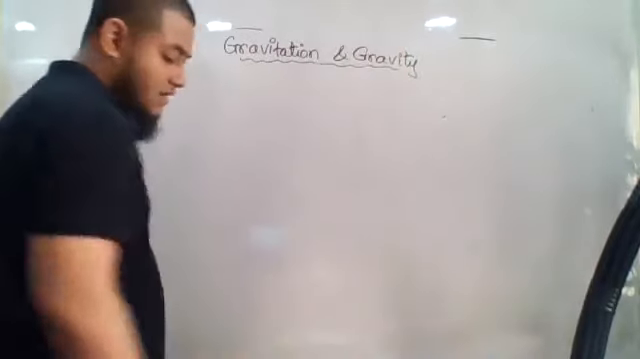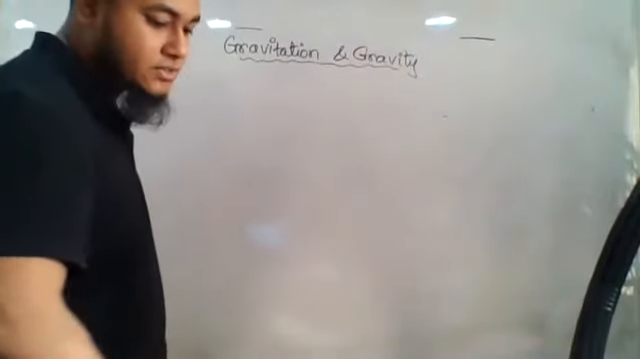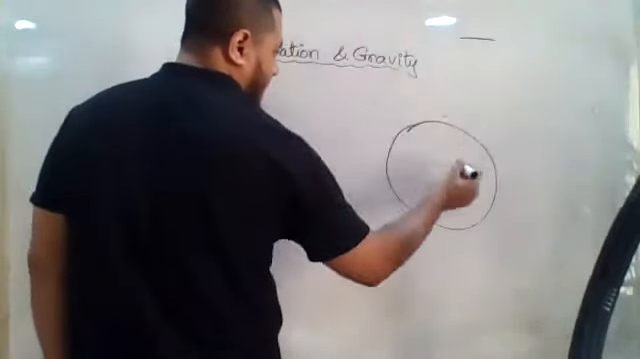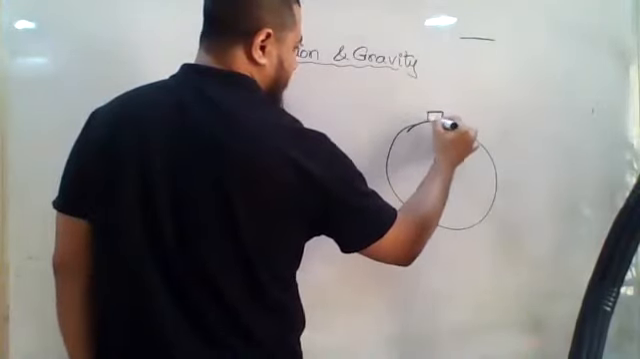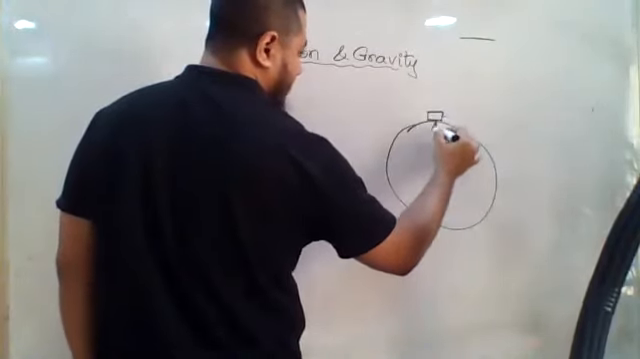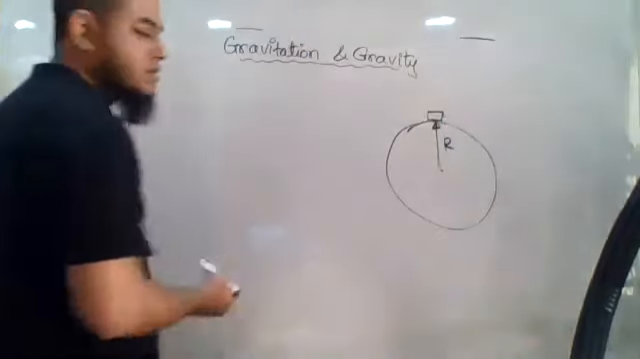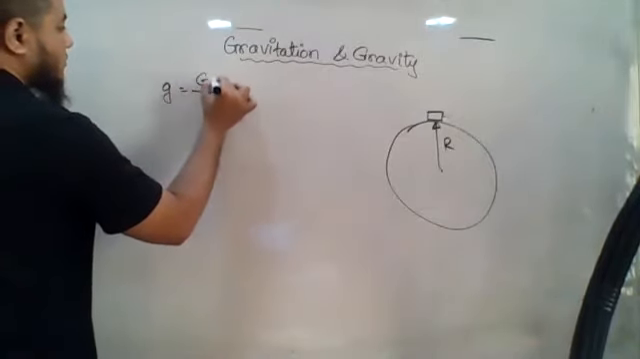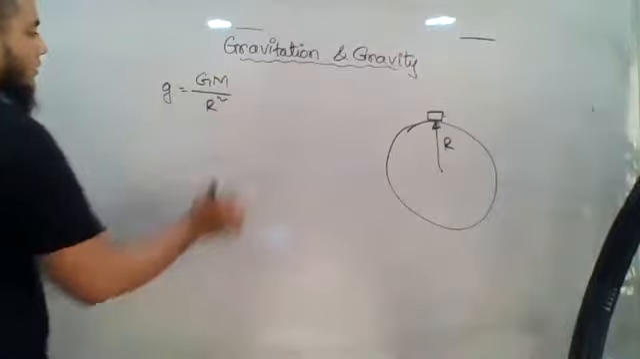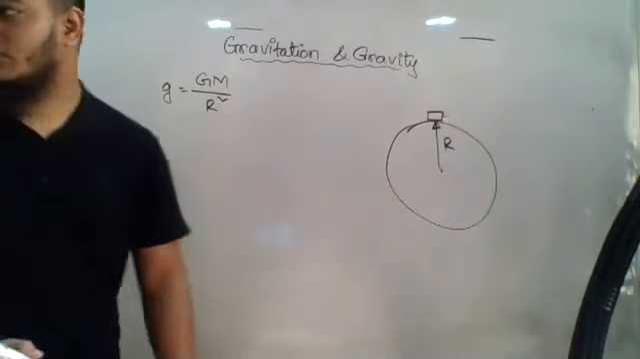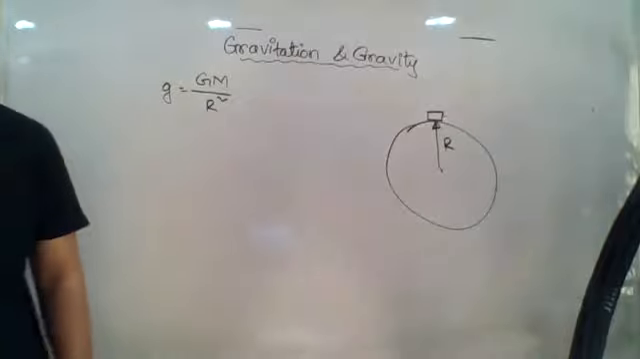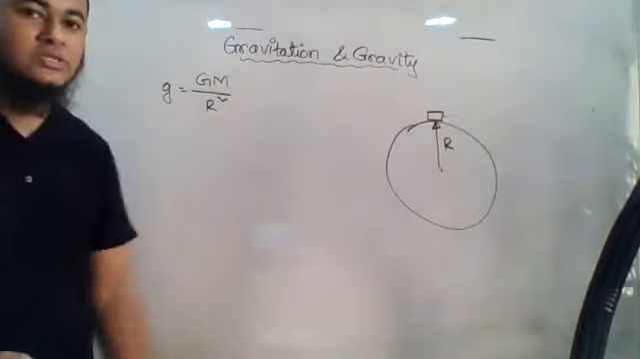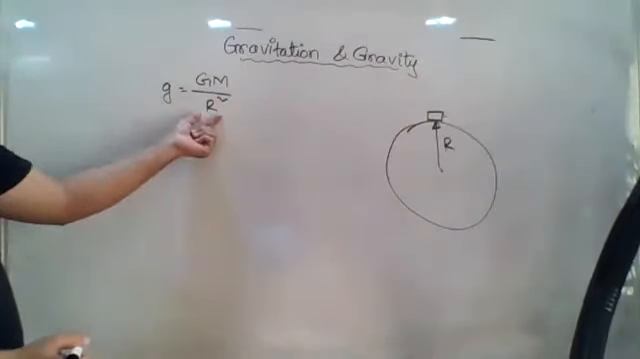Okay, let us see the calculation, how the calculation is going to be. If the object is kept on earth, then from the center of earth it is at a distance equal to the radius of earth, right? So for that we actually write g is equal to GM by R square. As earth's radius is a large distance, that is why we represent it by capital R.